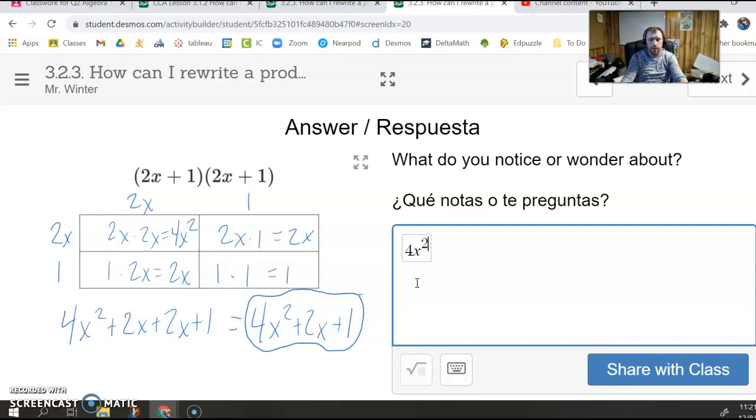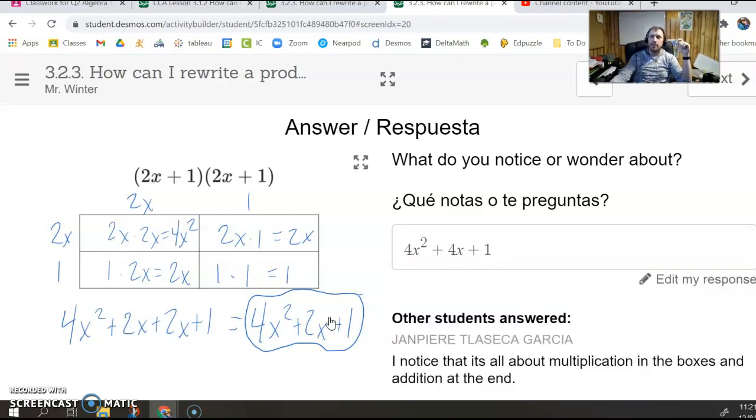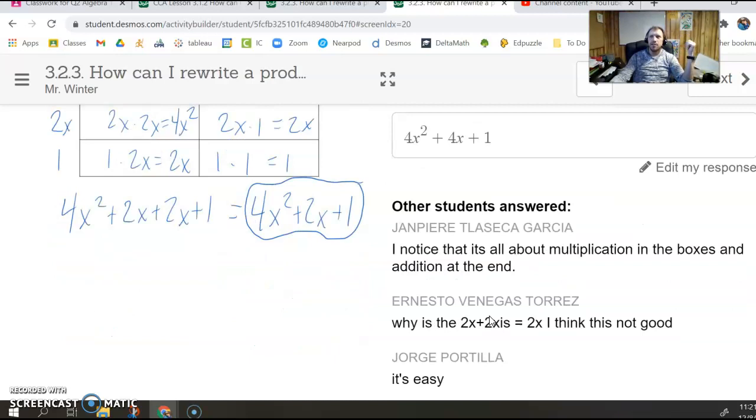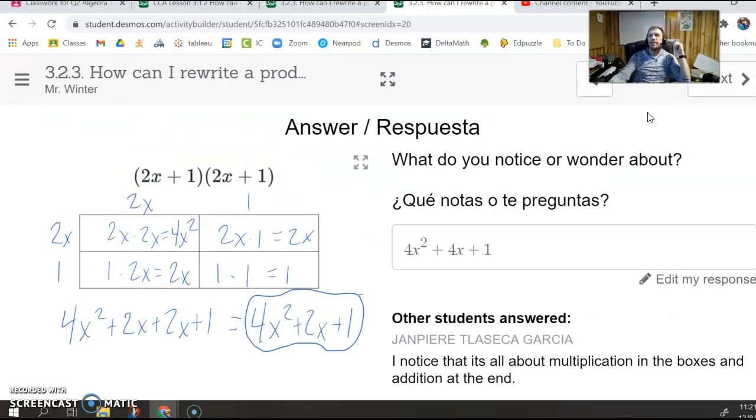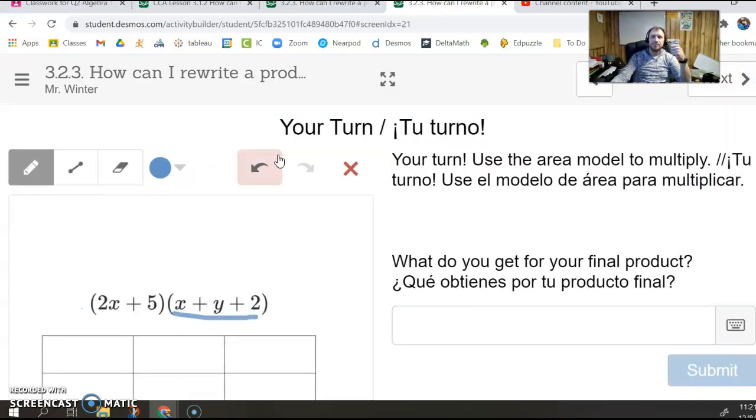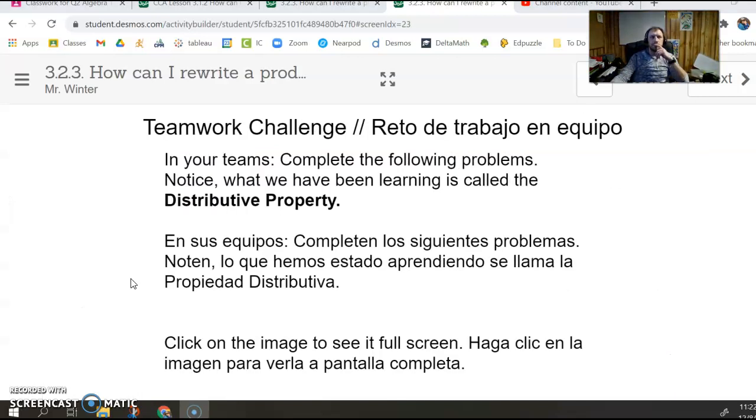4x squared plus 4x plus 1. Even I make mistakes. Well, I make a lot of them. So make sure you have that as your right answer. And here's some of your other classmates, right? Even Ernesto saw that I did it incorrectly. So, all right. So finish off these problems and then come on back.